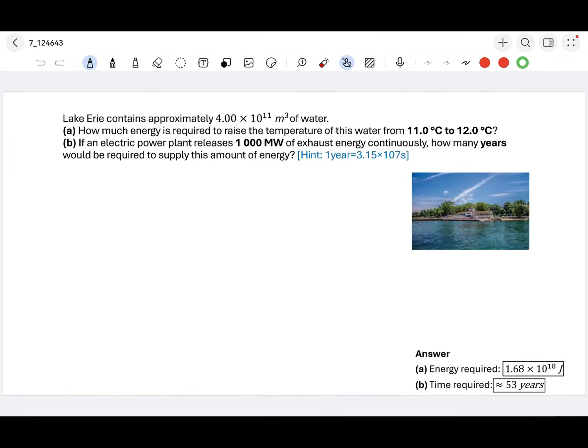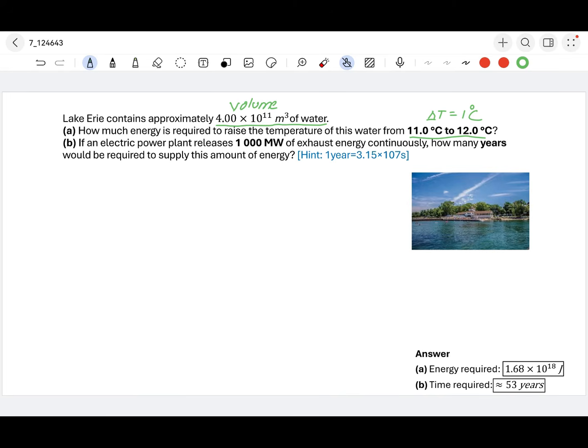Next problem. Lake Erie contains approximately this much meter cube of water. Meter cube means the volume is given. How much heat energy is required to raise the temperature of this water from 11 to 12 degree? Only 1 degree rise means delta T is equal to 1 degree Celsius. So let's solve it. How much energy is required?